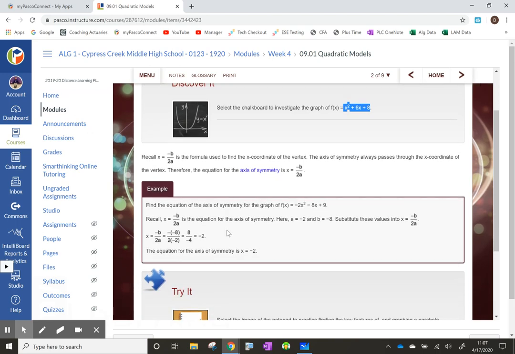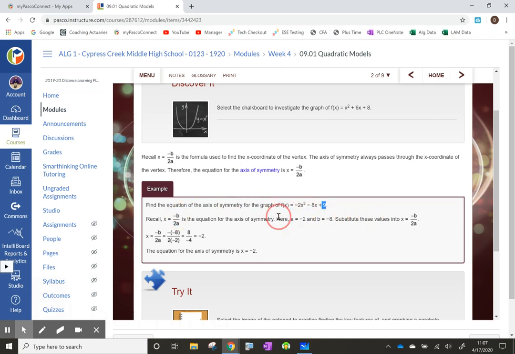All right. Now, for the example they give here, negative 2x squared minus 8x plus 9, you can see that their b value is negative 8, their a value is negative 2, and their c value is 9, but the c value is not used in the formula, of course.